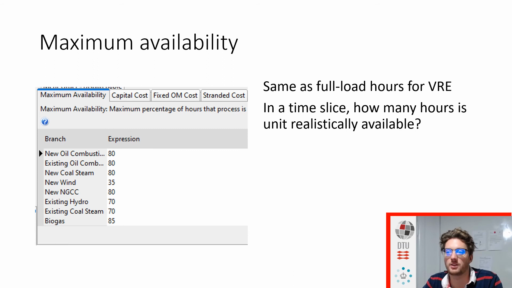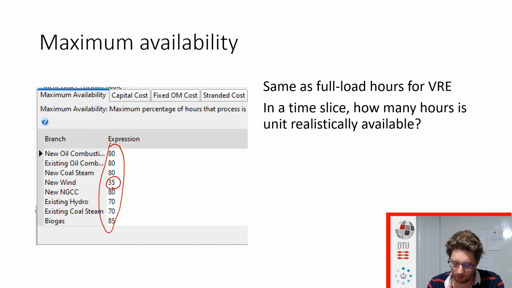Then we also have the maximum availability of our different technologies. These are basically the same as full load hours, but more broadening to also include non-VRE. And that means in a distinct time slice. So right now we're working with 1,000 hours in different time slices. What's the percentage of those hours that our process is fully available? And we can define that with our maximum availability.